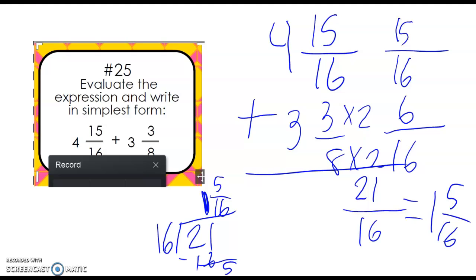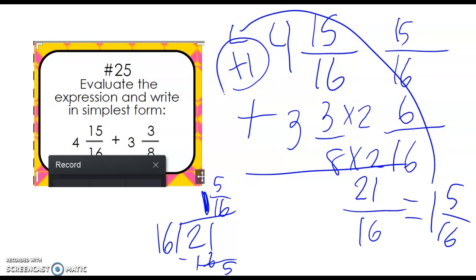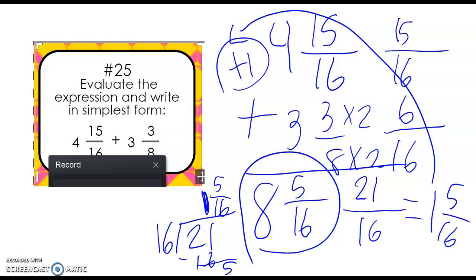However, you can't stop there. That's not our final answer, because that is only the fractional portion and we haven't added our whole numbers yet. So this whole number has to come over here to the whole number side. And now 4 plus 3 is 7, plus 1 more is 8. And then we can't leave off our fraction. So it's 8 and 5/16, and that would stay 8 and 5/16 because 5/16 cannot be reduced.